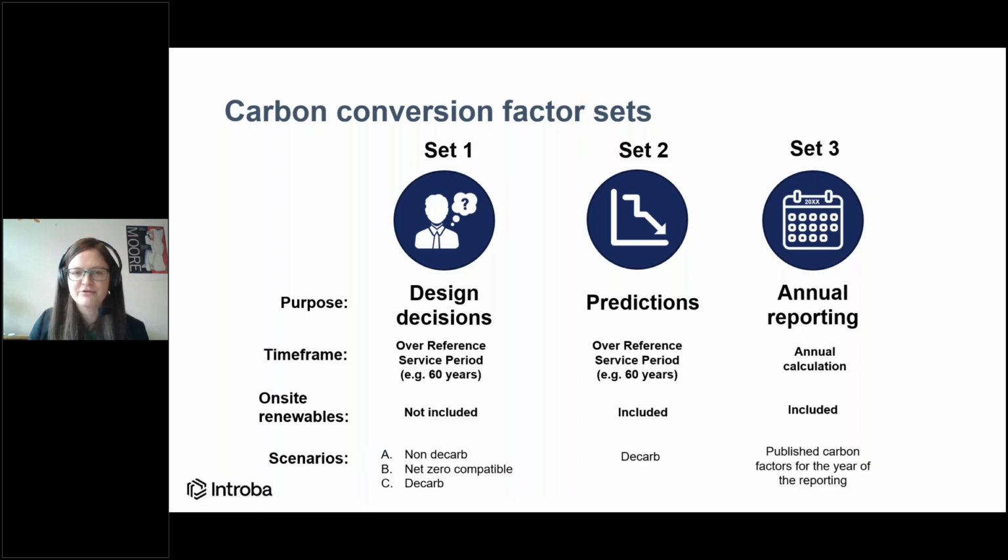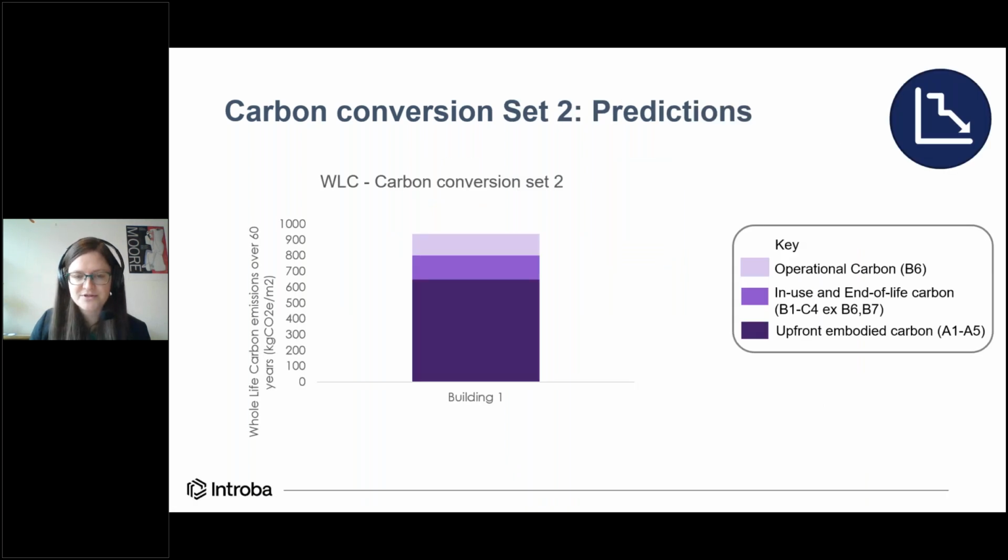I'm going to go through them in a bit more detail, starting with set 2. This is to be used if you want to predict the carbon over the reference service period, so over about, let's say, 60 years. That's what we use in the UK. It includes the benefit of renewables, as described just a minute ago, and it includes our understanding of a decarbonised grid. We're using the FES energy scenarios as our assumptions for that decarbonised grid.